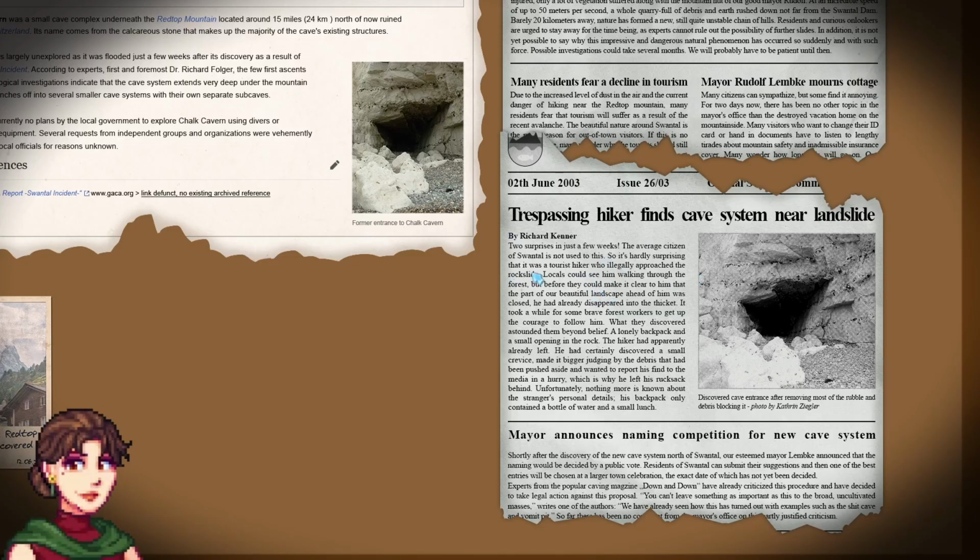So it's hardly surprising that it was a tourist hiker who illegally approached a rock slide. Locals could see him walking through the forest, but before they could make it clear to him that the path was closed, he had already disappeared into the thicket. It took a while for some brave forest workers to get up the courage to follow him. What they discovered astounded them beyond belief. A lonely backpack and a small opening in the rock. Oh no. The hiker had apparently already left.